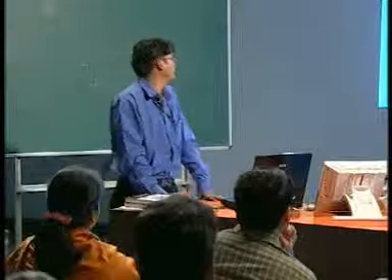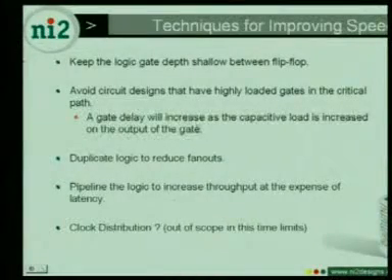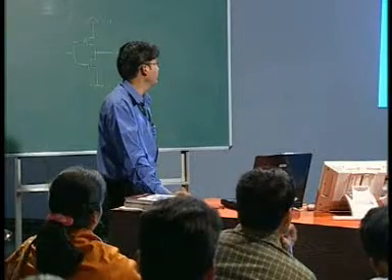One thing we always prefer is not to gate the clock, because it will always create unwanted problems. These are some techniques to improve the speed, you can read them out: keep the logic gate depth shallow between the flip flops, avoid circuit designs that have highly loaded gates in the critical path, and duplicate logic to reduce fan out. And this is the best thing, pipeline the logic, we just prefer this one. And after that proper clock distribution, that is the main fact actually, for timing issues.